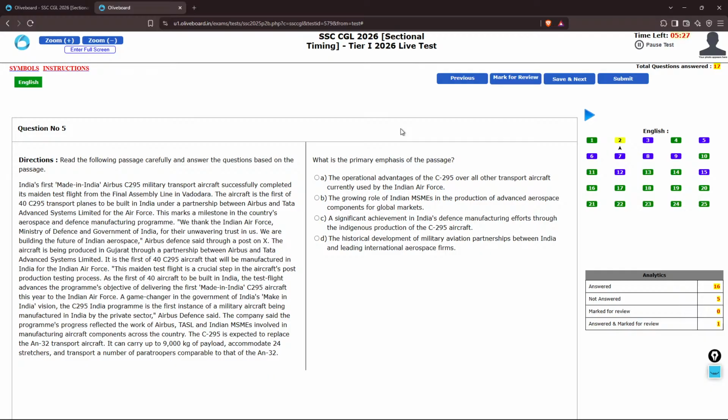It can carry payload and transport a number of paratroopers. Primary emphasis on the operational advantage of this over other aircraft. The growing role in the defense sector through indigenous production. Maybe the historical development of military aviation. No, operational advantage is said at the last. So significant development in India's defense manufacturing. Yeah, I feel this is the most suitable.